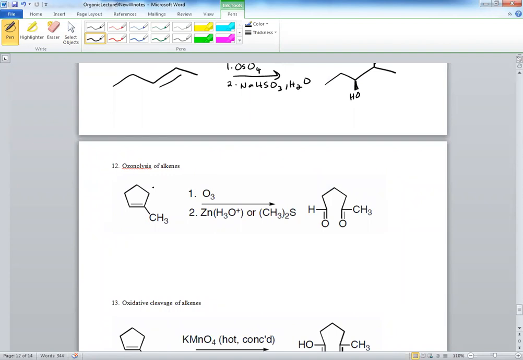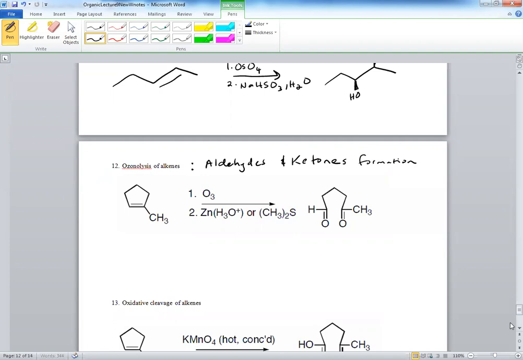So you have ozonolysis, which is adding ozone. And when you add ozone to alkenes, you form aldehydes and ketones. So in this case, this helps you make aldehydes and ketones. So if you notice, formation.